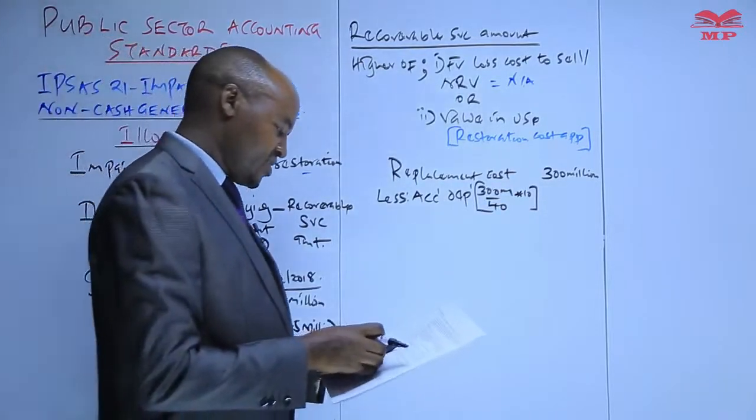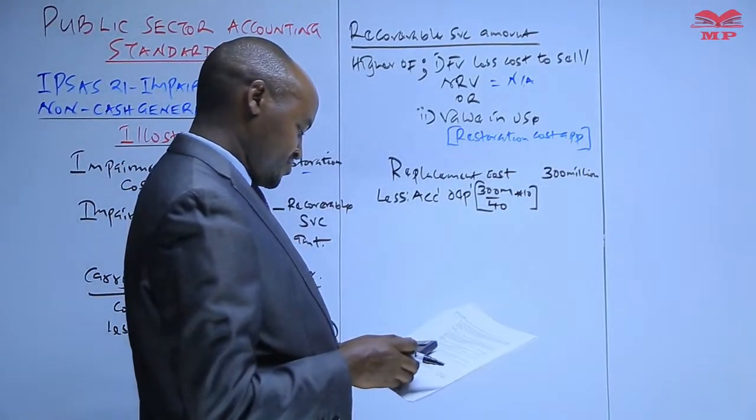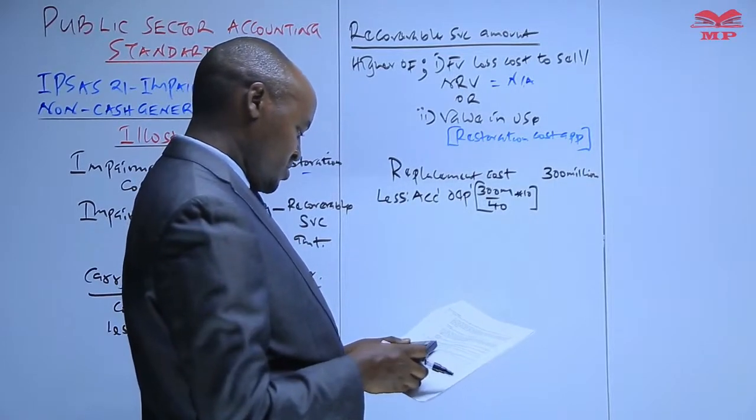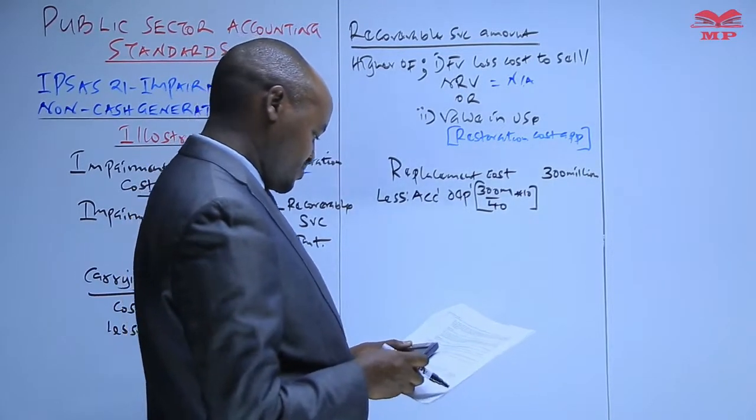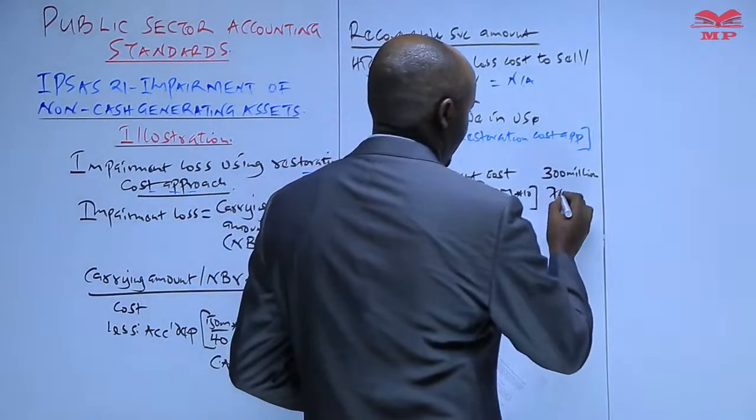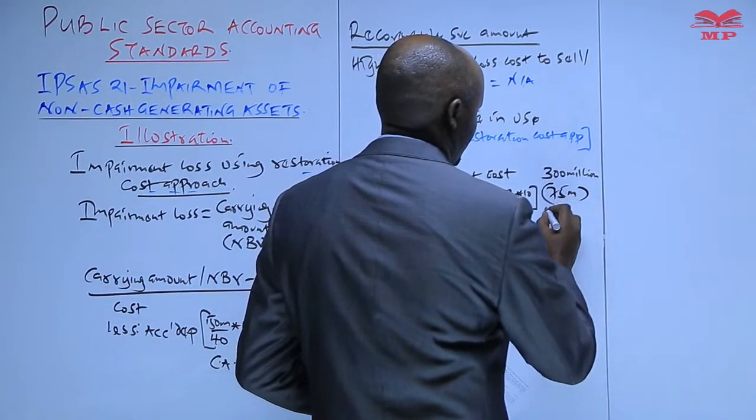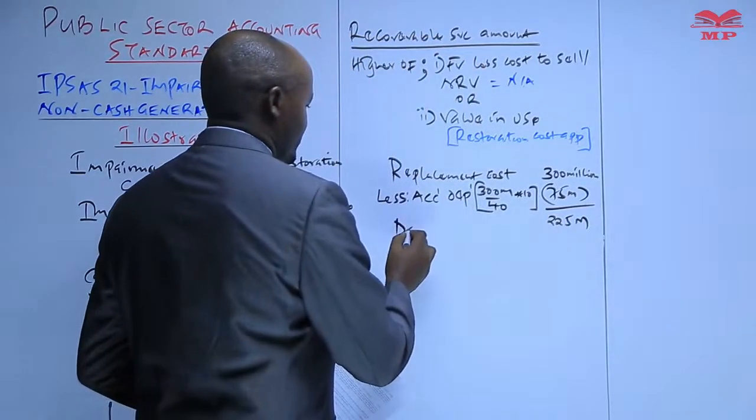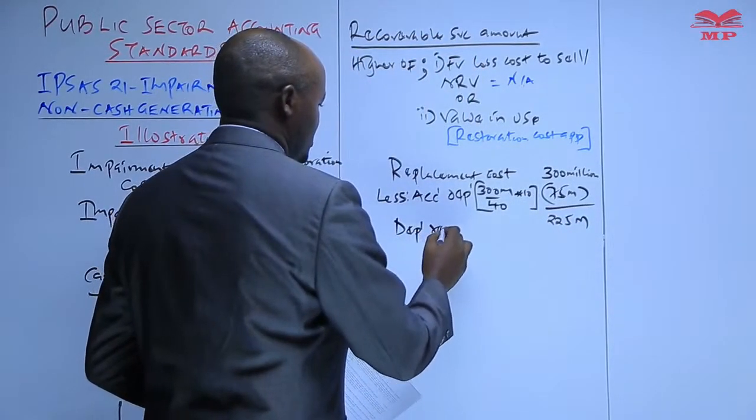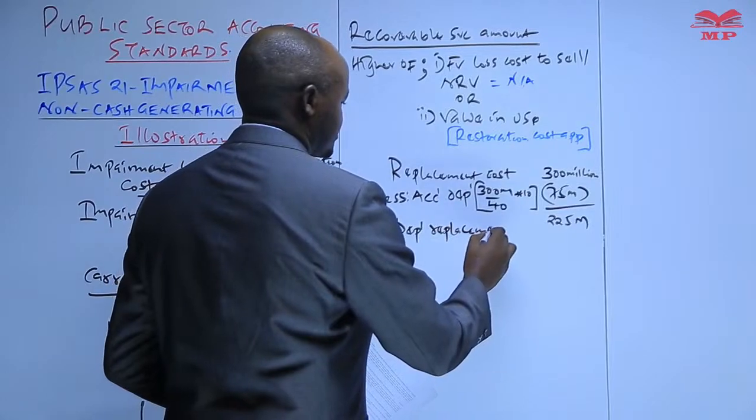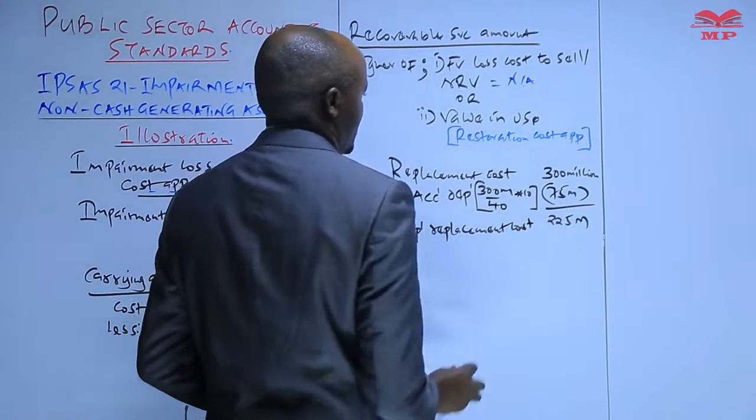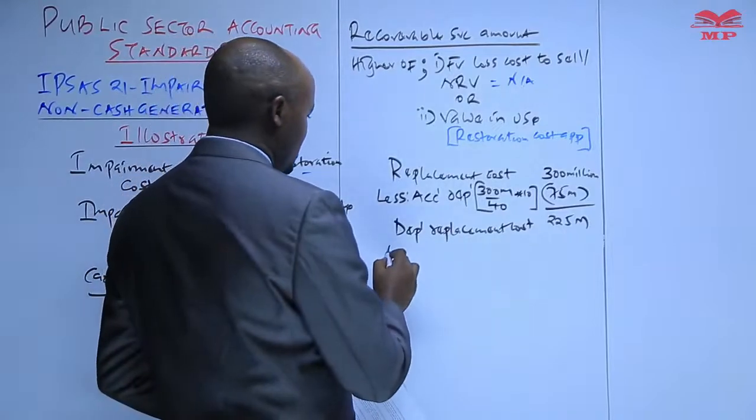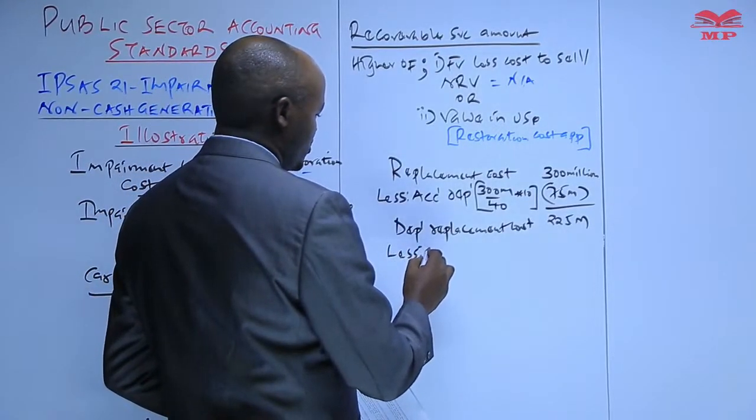So we have 300 million divided by 40 times 10, which will give us 75 million. We less it from that figure, which will give us 225 million. So whatever you have here, we refer to this as depreciated replacement cost. Now, after getting that under this particular approach, we proceed and we less the restoration cost.